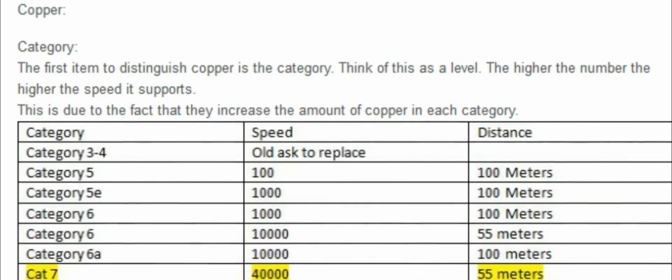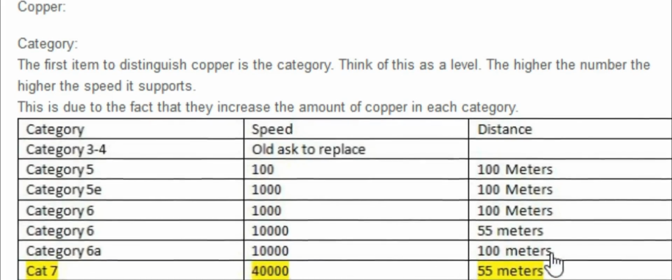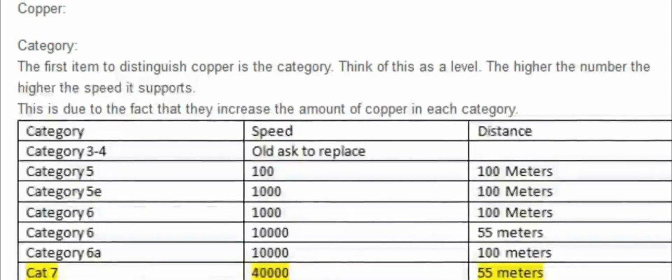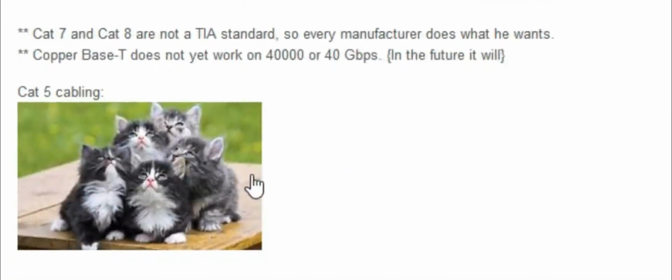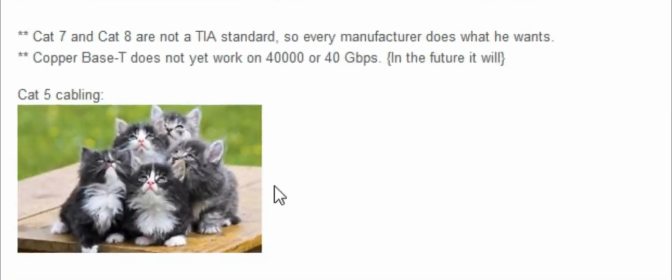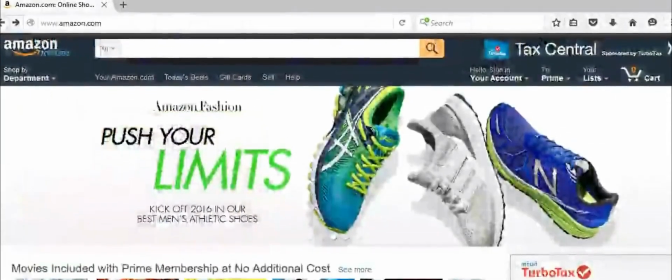Then Cat 7 at 40 gigabits per second for 55 meters. Cat 8, you get the idea. Notice this blog post on Cat 5 cabling. Took me a second to get that. Oh yeah, those are cats. I get it. So let's bring this to life a little bit.